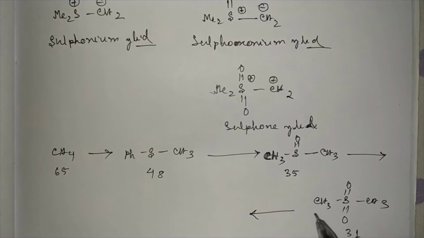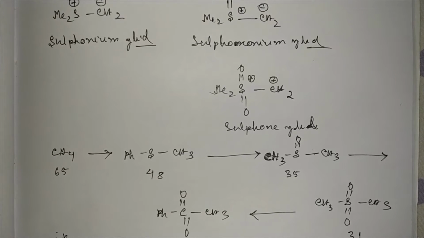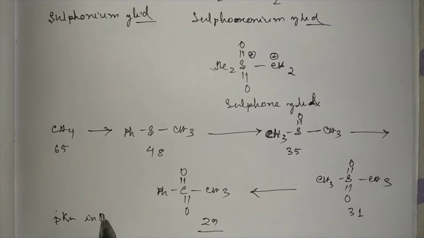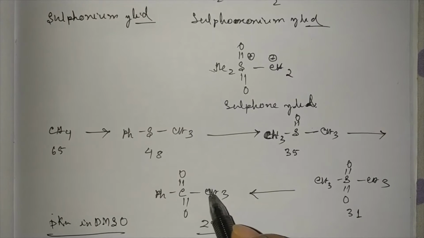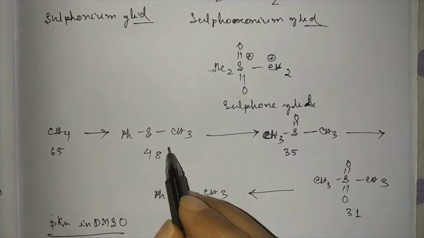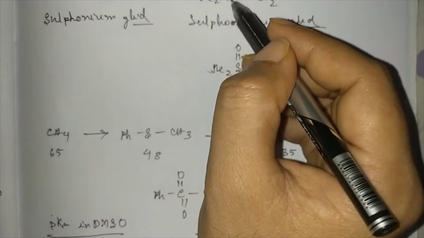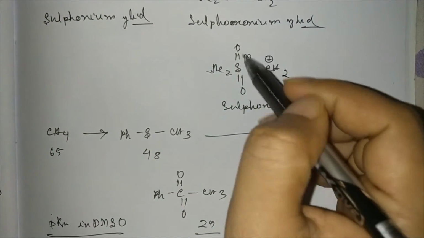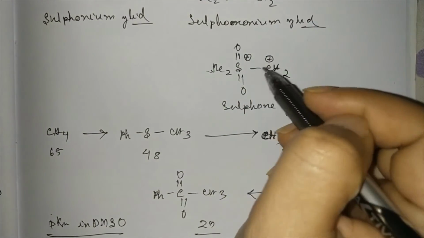And if we replace one CH3 with Ph, then it has pK value 29. These are pK values in DMSO. So you can say that this anion, CH2 minus, the conjugate base of this acid, is much more stable than this. Between these three ylides, these two are much more stable than this one, because here the oxygen atom comes in resonance and here two oxygen atoms are there, so the resonance will be much higher. So these two ylides are much more stable than this.